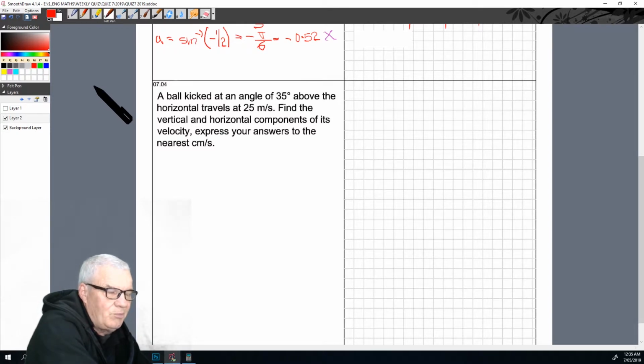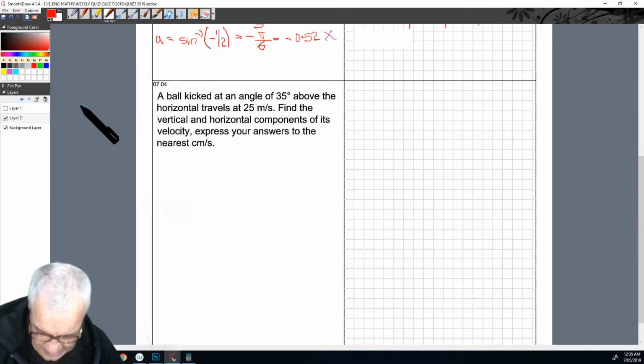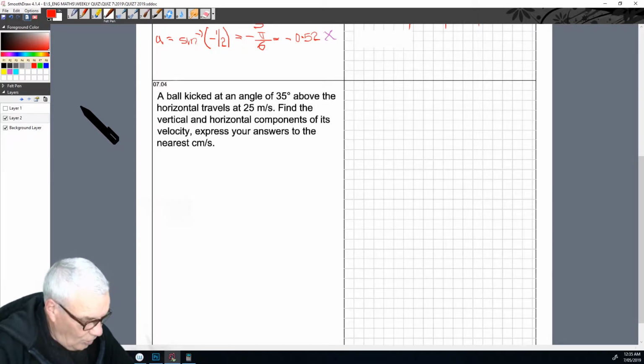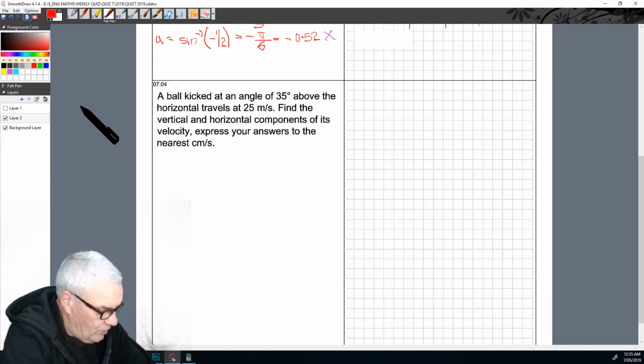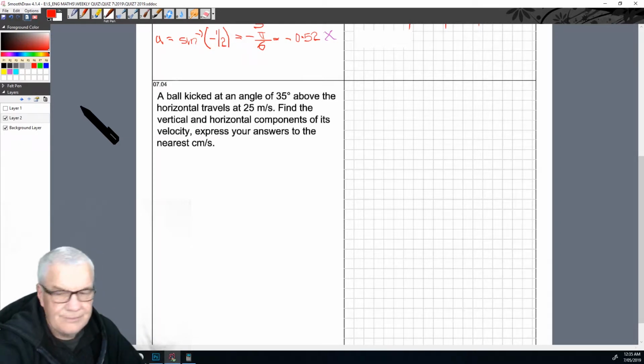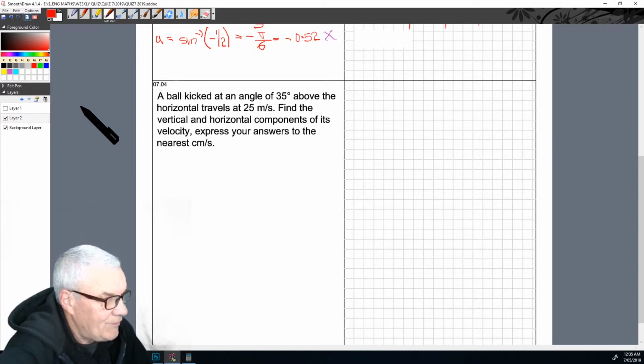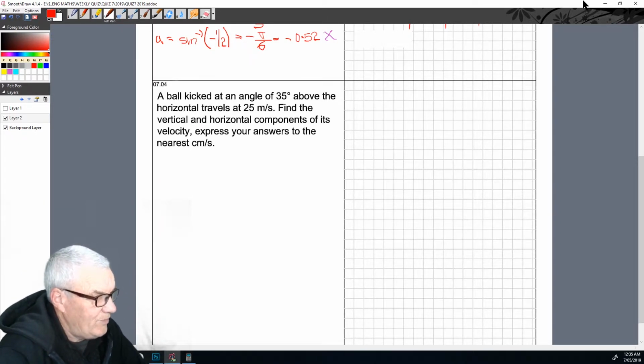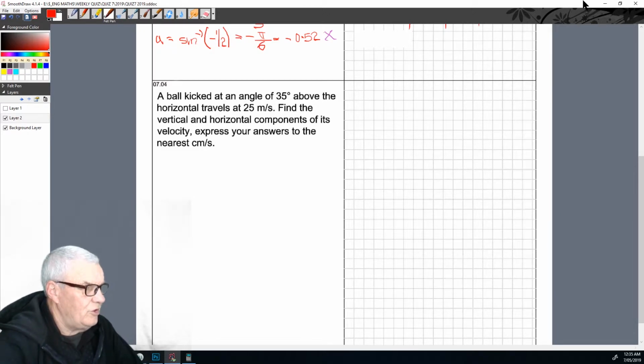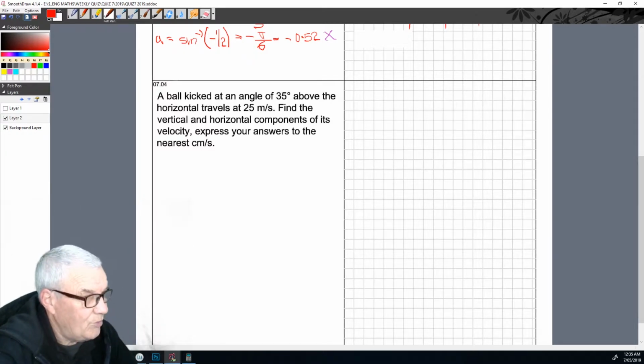A ball kicked at an angle of 35 degrees above the horizontal travels at 25 meters per second. Find the vertical and horizontal components of the velocity. Express your answer to the nearest centimeter per second.